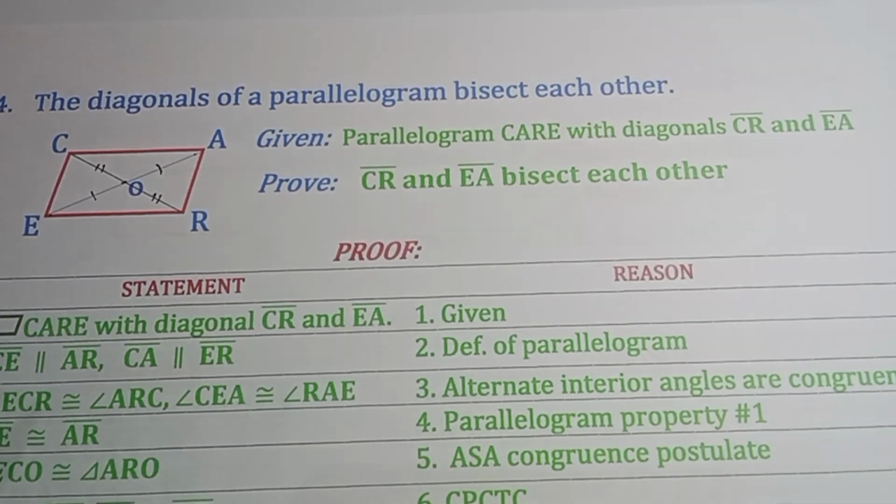So look at this. We have this already. This diagonal is divided into two equally. So the definition of a bisector: these are equal and these are equal. Okay, so now let's go to the proof.